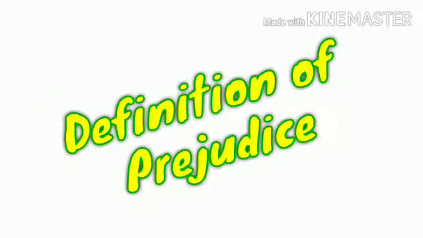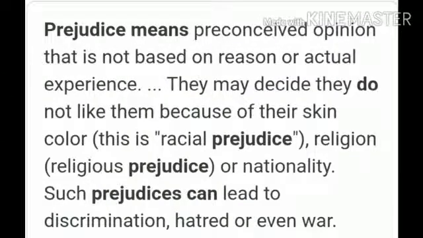Definition of prejudice. Now we are going to study this topic further. So first we should know what prejudice is. Prejudice means a preconceived opinion that is not based on reason or actual experience. They may decide they do not like them because of their skin color, that is racial prejudice, religion, religious prejudice, or nationality. Such prejudice can lead to discrimination, hatred, or even war. So this is the definition of prejudice.